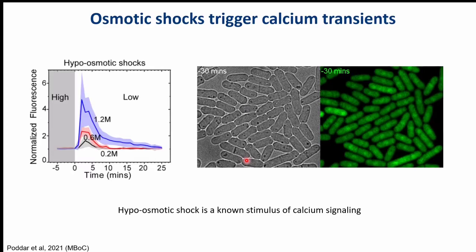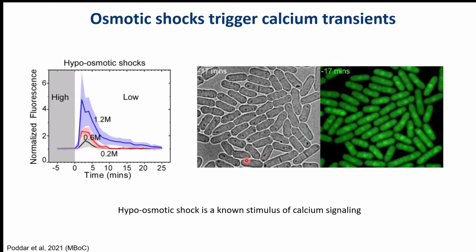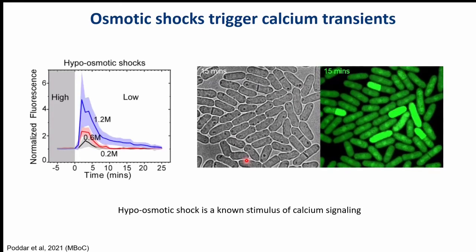Here on the right is a time-lapse video of multiple yeast cells undergoing hypoosmotic shock at 1.2 molar sorbitol stress. From -30 to time zero marks the beginning of the hypoosmotic shock. So let's see what happens at time zero. As you can see, the cell undergoes hypoosmotic shock and results in a strong increase in calcium transients or spikes.